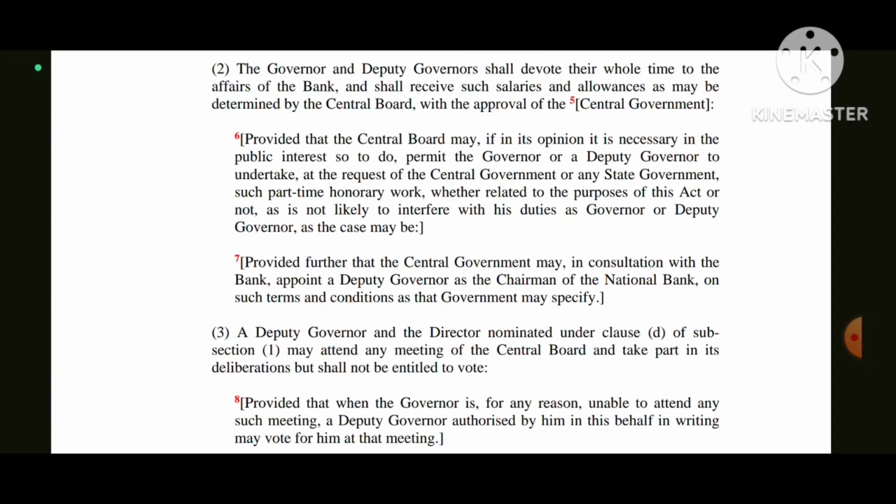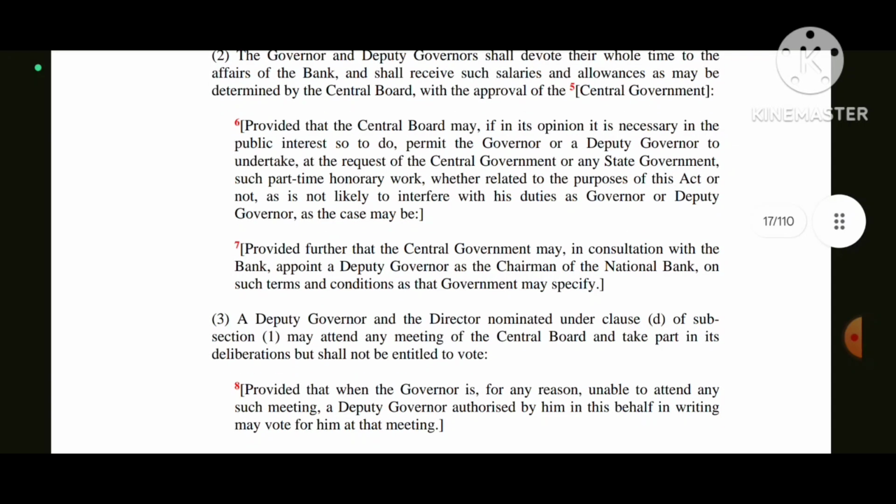Provided further that the central government may, in consultation with the bank, appoint a deputy governor as the chairman of the national bank on such terms and conditions as the government may specify. So the deputy governor can be appointed as the chairman of the national bank. Here the term the national bank means the National Bank for Agriculture and Rural Development. We have seen this in definitions in section 2. So he can be appointed as the chairman of the national bank, that is NABARD.